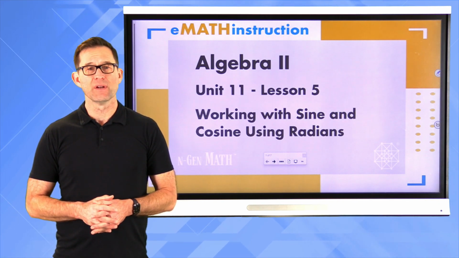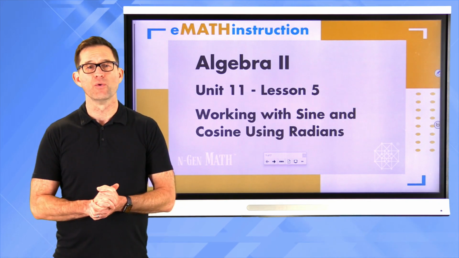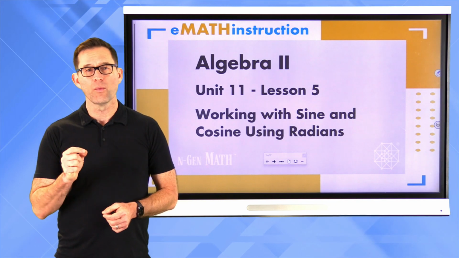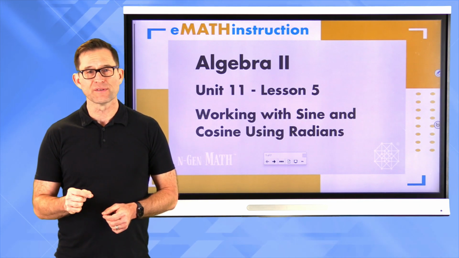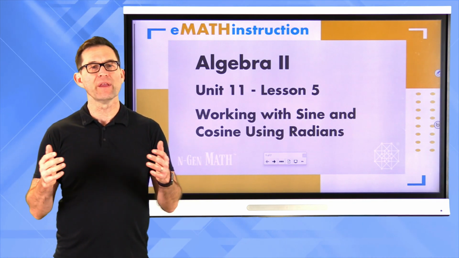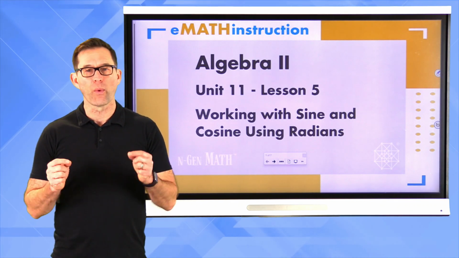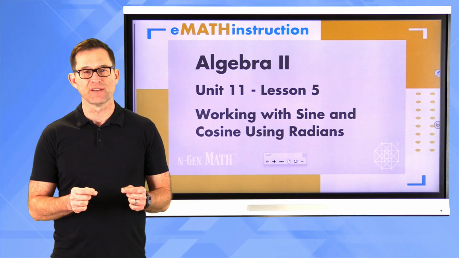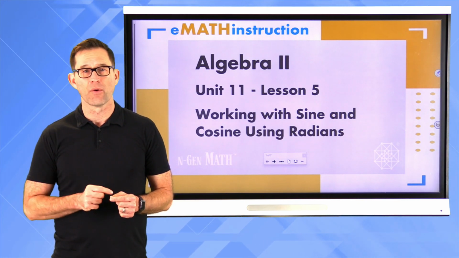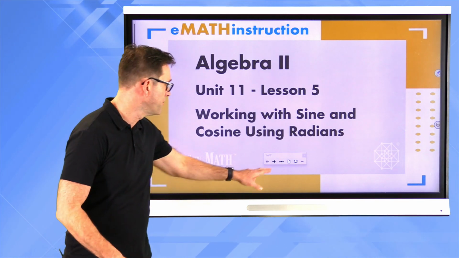The expectation is, in Common Core Algebra 2, that you're going to be working with radians on the unit circle, specifically between 0 and 2 pi. So we want to get a little bit more work with the sine and the cosine function today using radian angle measure. So let's jump right into it.